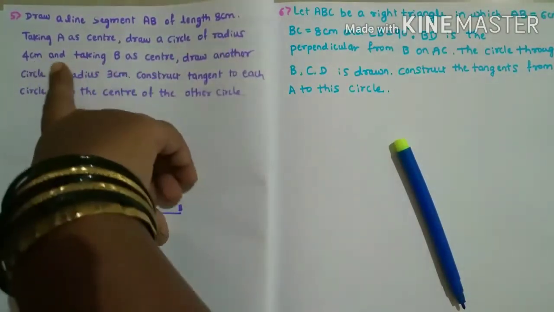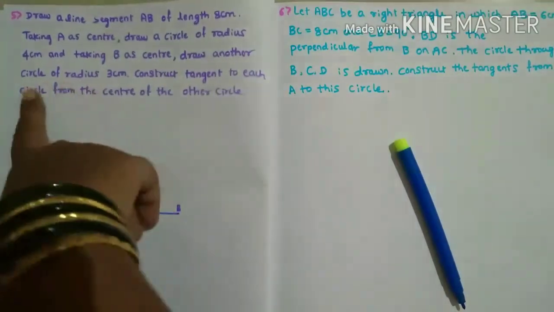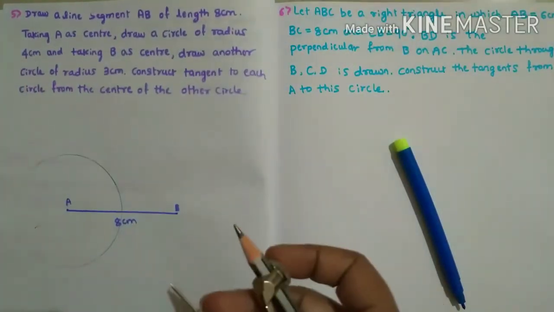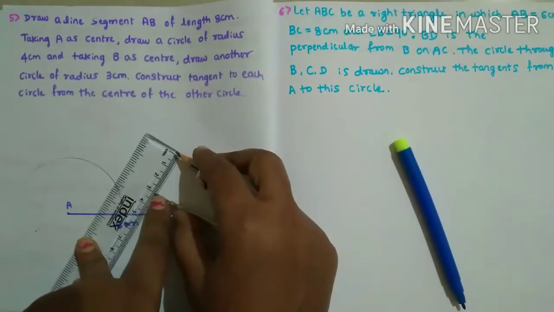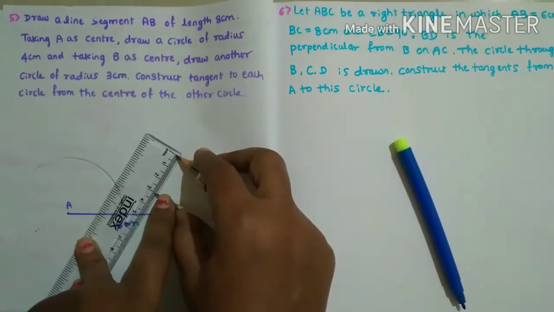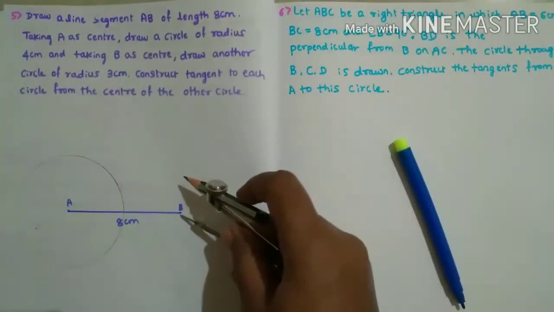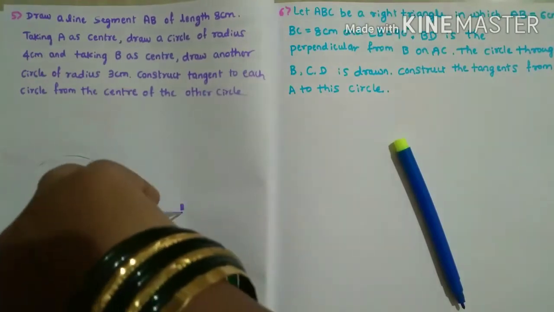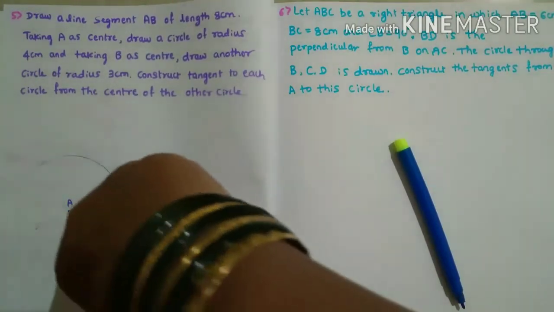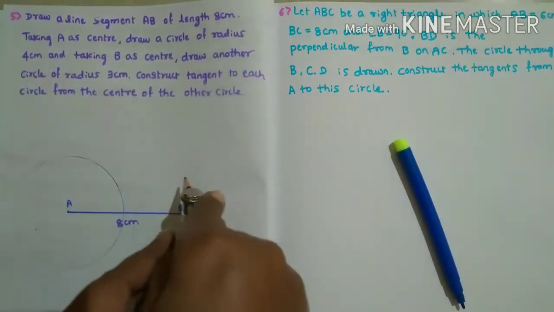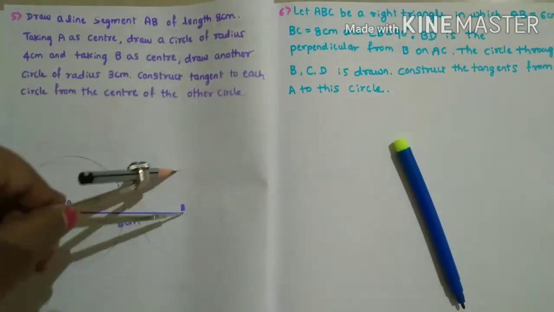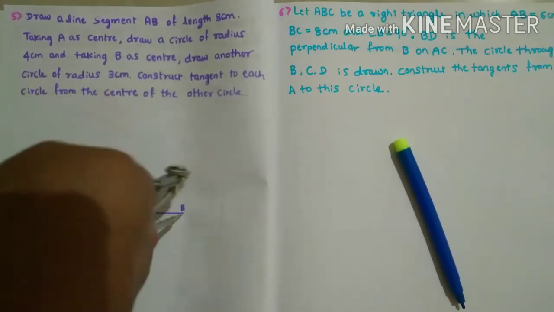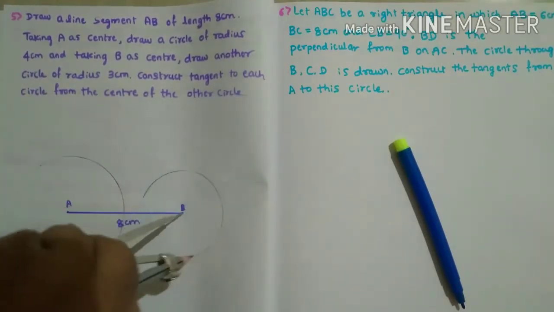Taking B as a center, draw another circle of radius 3 cm. One more circle you should draw of radius 3 cm and you should take B as a center now. Here I will keep the compass and I will draw the circle of radius 3 cm. Like this I should draw it.